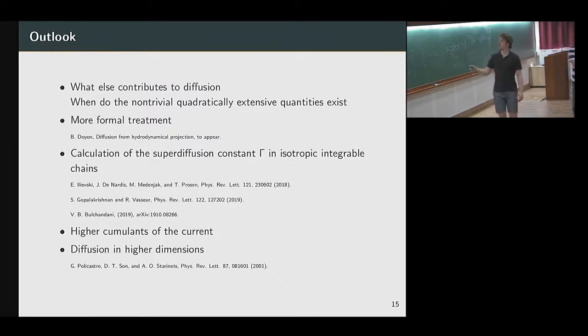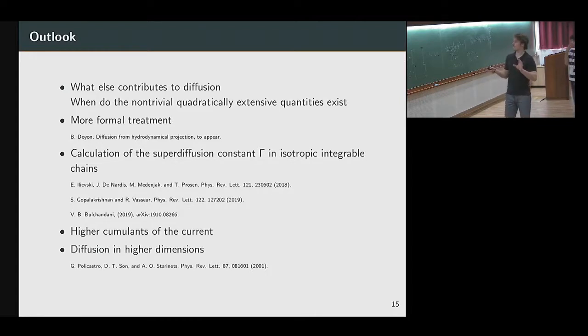Outlook. So the question is, what are some of the other contributions to diffusion? Well, judging by Tomáš's lower bound, there can be some quadratically extensive quantities which are independent of squares of linearly extensive ones, basically the contribution we described.